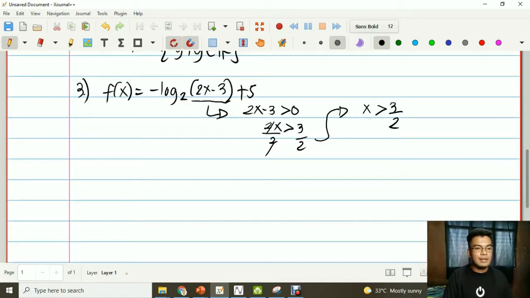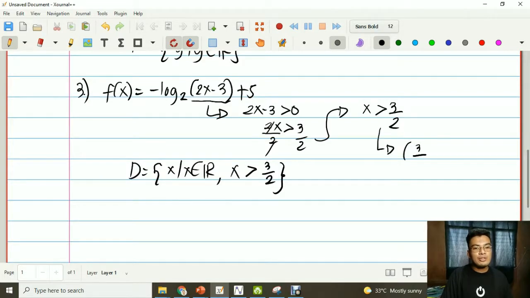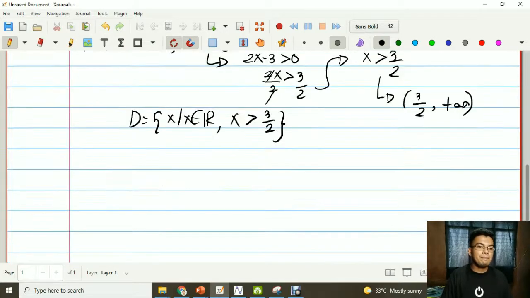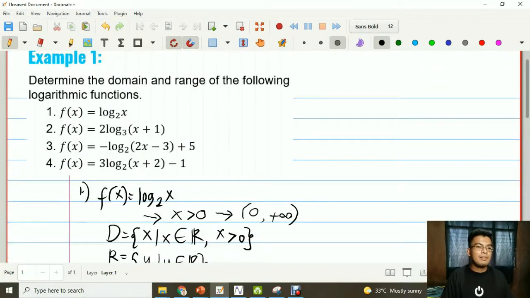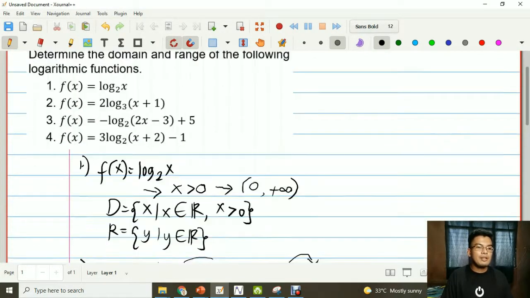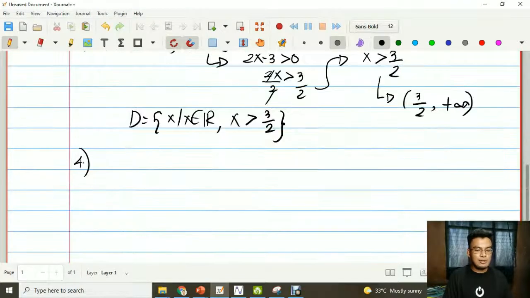So our domain, ang ating domain sa function na to ay set of all x's such that x is an element of real numbers, x is greater than 3 all over 2. So yung inequality na ito, pwedeng isulat in terms of interval notation from 3 all over 2 up to positive infinity. And for the fourth item, this will be 3 log base 2 of x plus 2, minus 1.